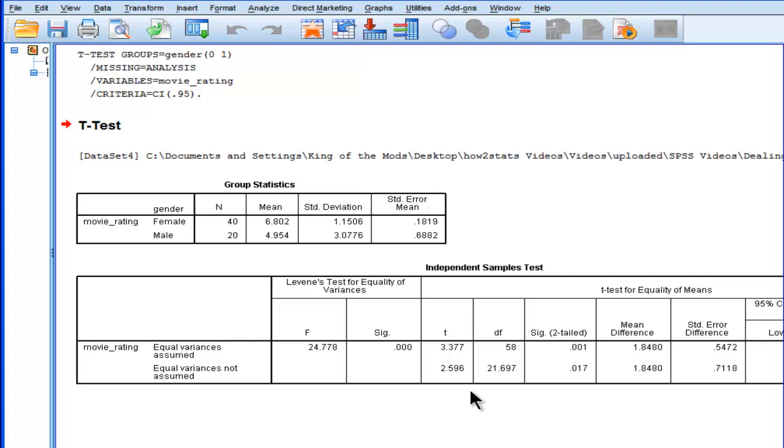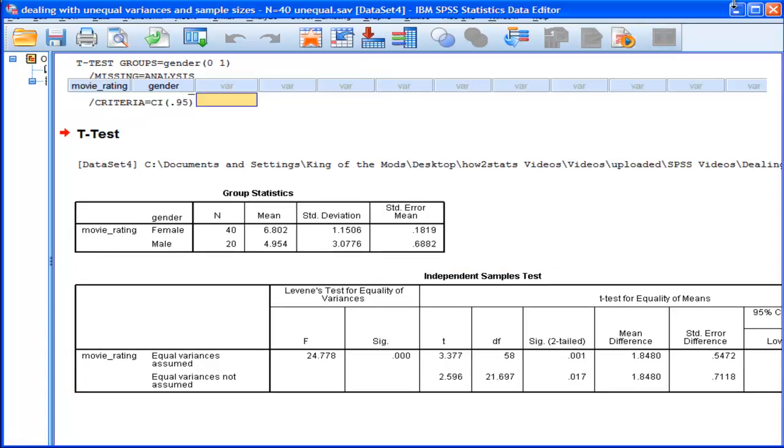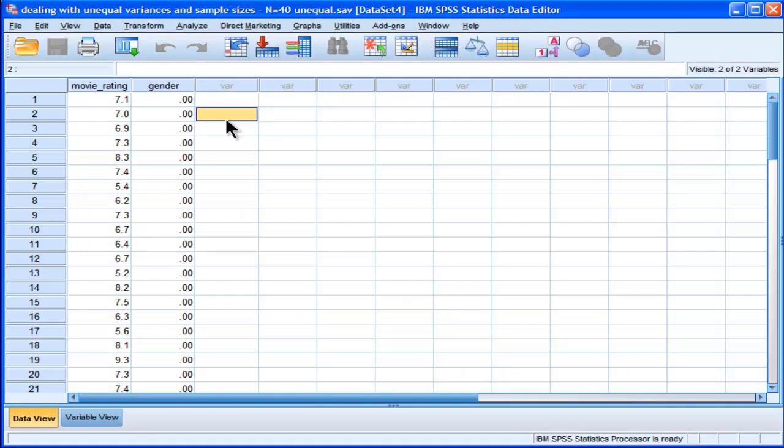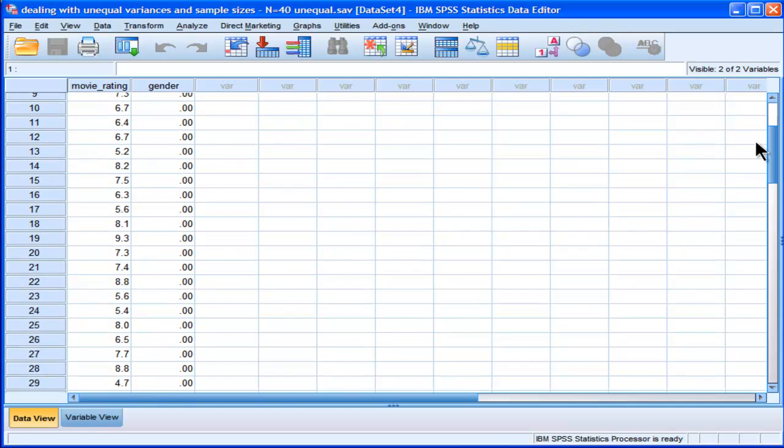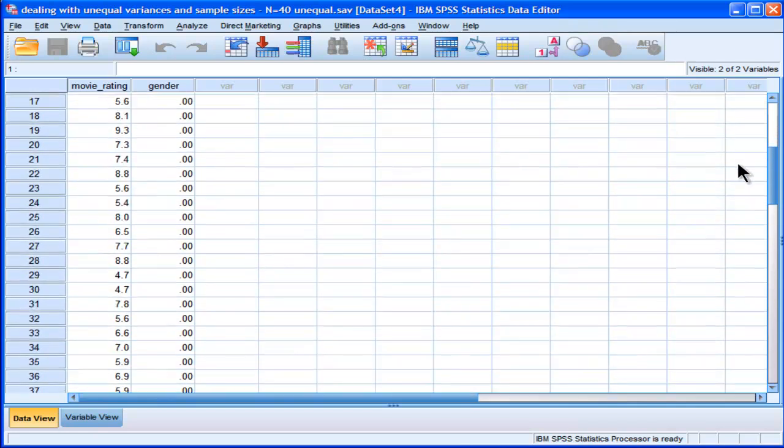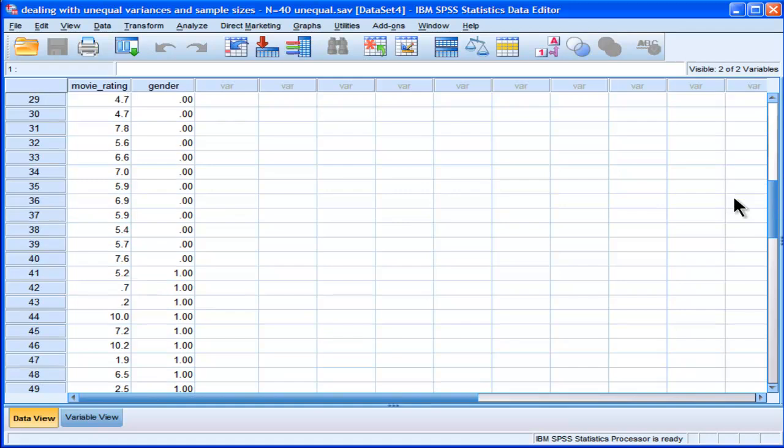So what can we do about it? Well, one really easy way to deal with this, and there's a trade-off. There's always a trade-off when you're trying to solve one problem. Usually in statistics, you end up having to pay a price for it. And what I'm going to suggest in this solution to the problem is to balance the sample sizes.